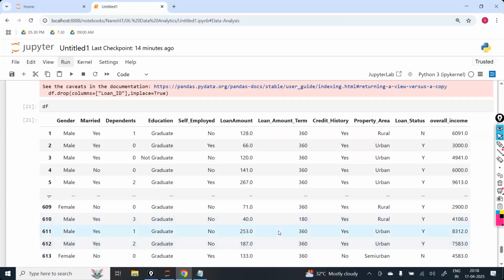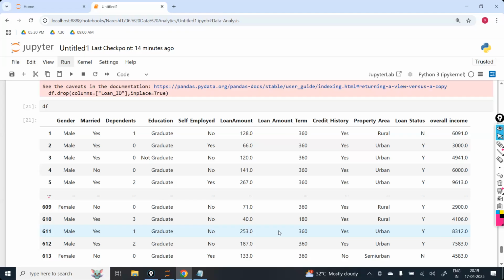Okay. Next question. More number of people are applying for which type of loans? Means as a term. Loan amount term will be how much? I'm going to get the value counts for the loan amount term. And credit history: more number of people are having good credit history or bad credit history, followed by property area, followed by loan status.